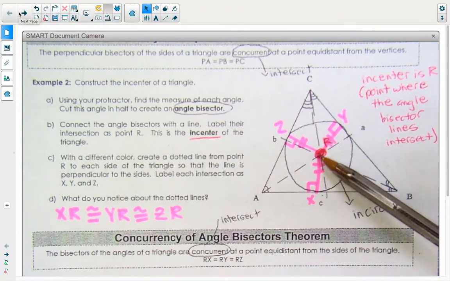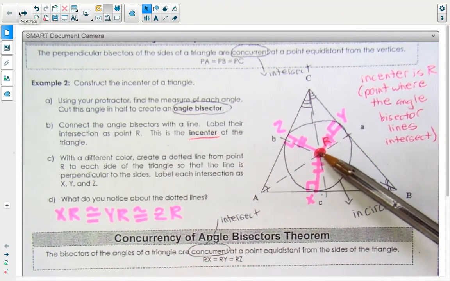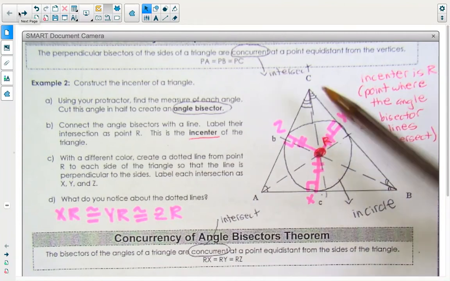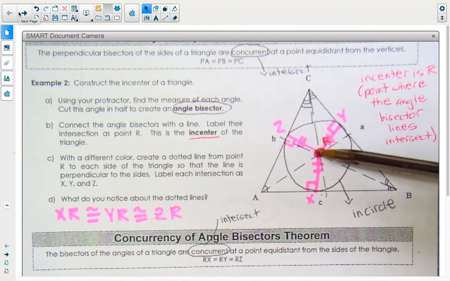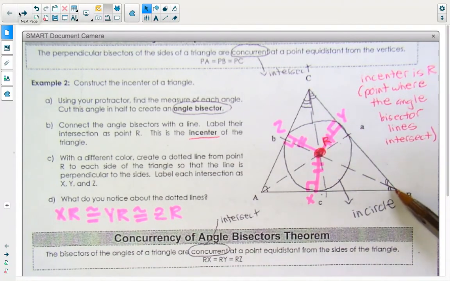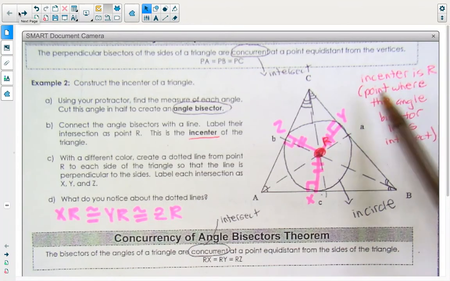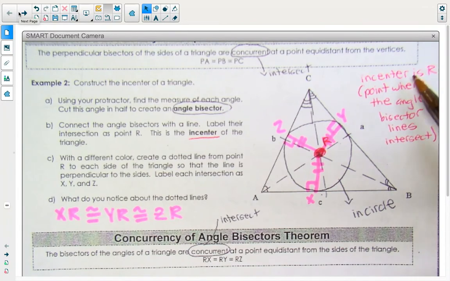This point R is where all of my angle bisector lines intersect. So the dashed line is my angle bisector, this dashed line from C is my angle bisector, and from my vertex B over here to the center, that is my angle bisector. Where all of those angle bisectors intersect, that is your incenter. And I have that written over here in the red if you want to jot that down. So R is my incenter. It's the point where the angle bisector lines all intersect.